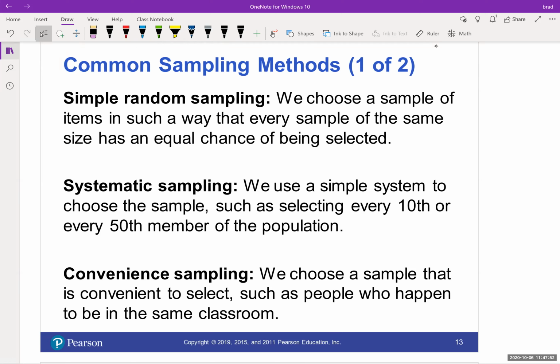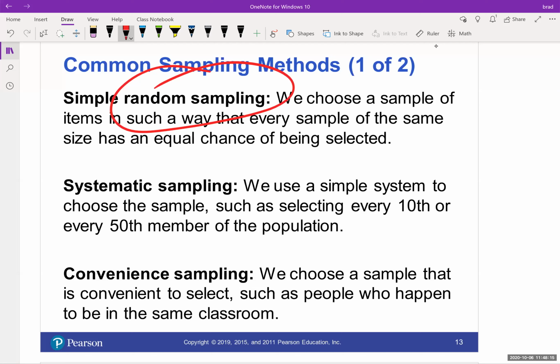Simple random sampling. We choose a sample of items in such a way that every sample of the same size has an equal chance of being selected. The randomness is very important to statistics. So a simple random sample is very important, and in general, in all statistics, you want either a simple random sample or a random sample.